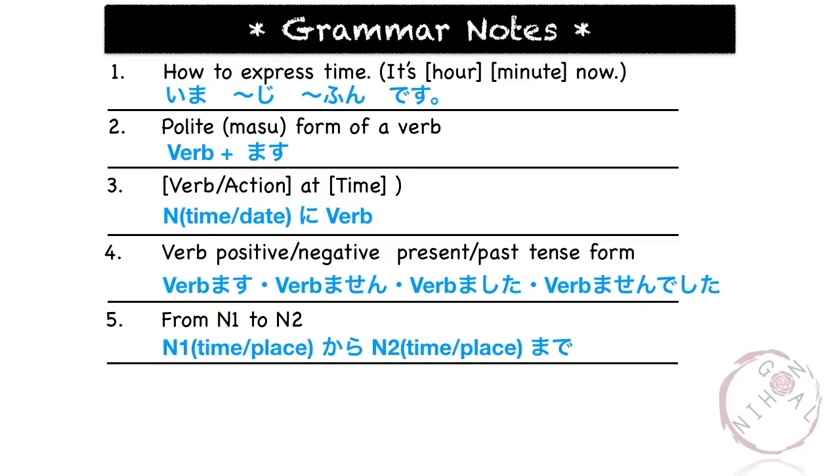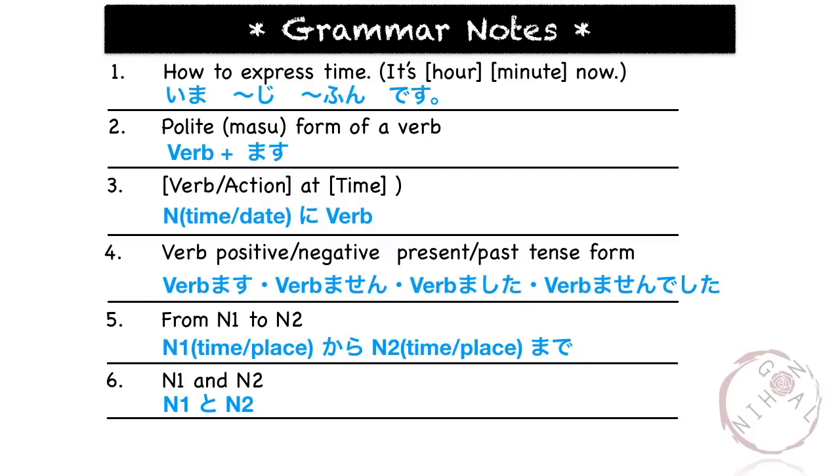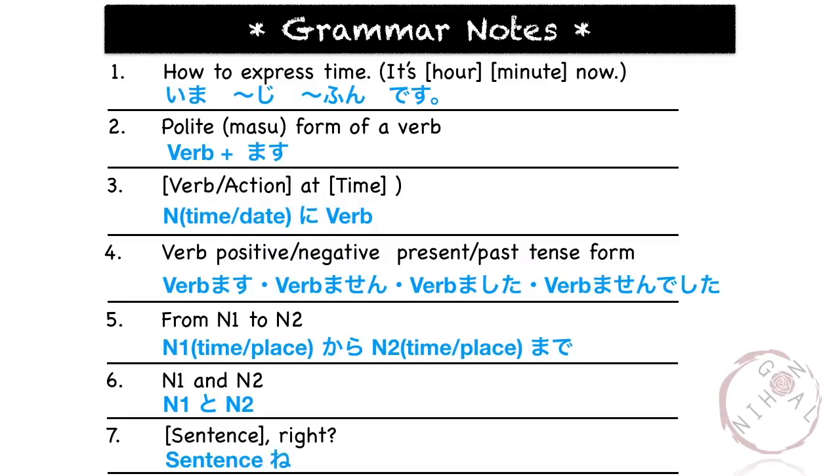Next is how to say from N1 to N2. N1 から N2 まで. Next is how to connect two nouns using the particle と. N1 と N2. And lastly, how to confirm or ask the listener to agree with the speaker by adding the particle ね at the end of the sentence.